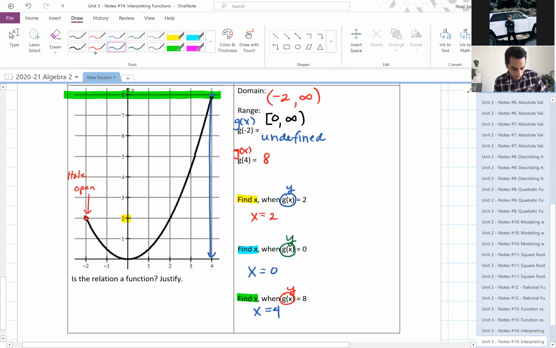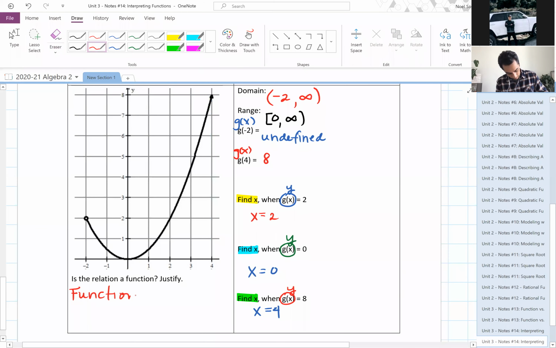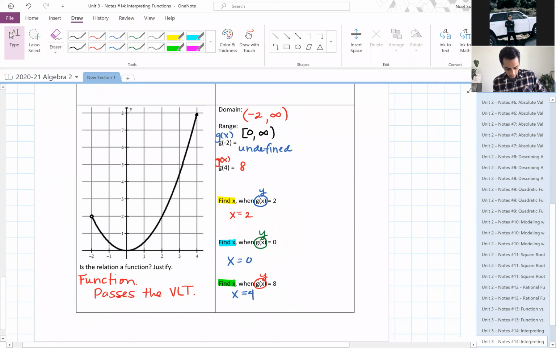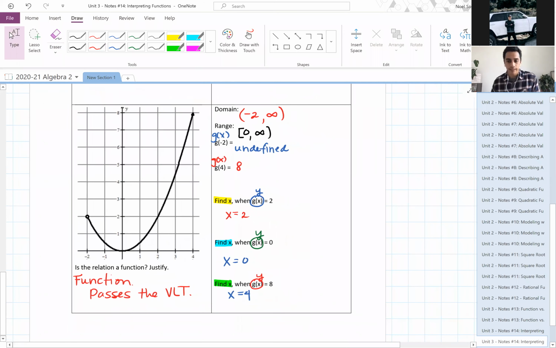Okay, and then real quick, is the relation a function? Take a look at that graph. Yeah, it's a function, right? What's the reasoning? Yeah, it passes the vertical line test. Okay. And then that's it for examples.